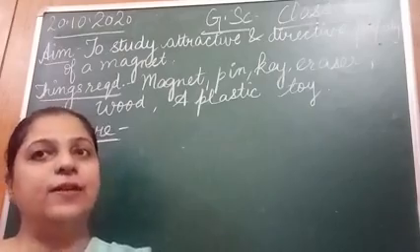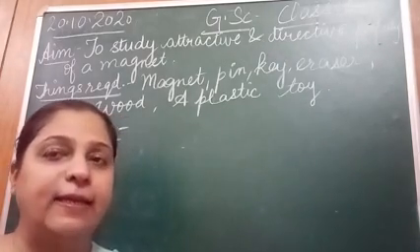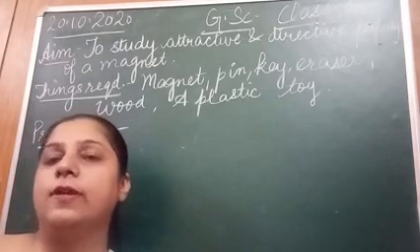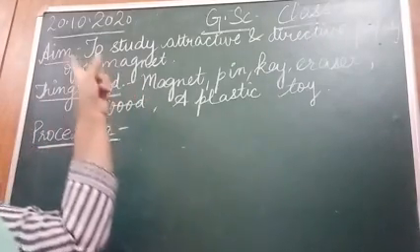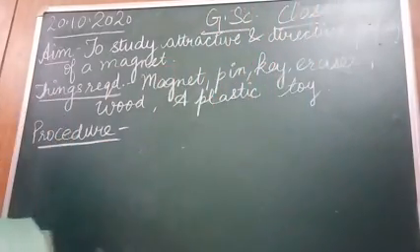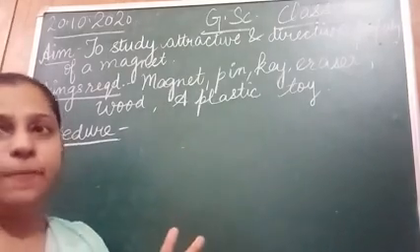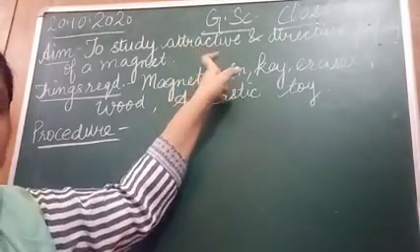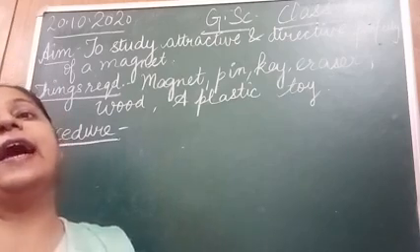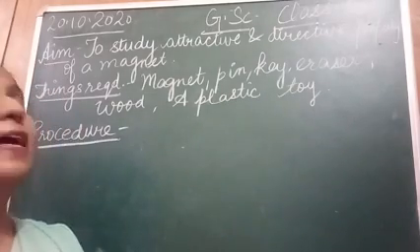Today in this tutorial we will be doing the practical. As you know, we were doing the chapter Fun with Magnets. So one practical is there related to that which you have to note down in your practical file. The aim of the practical is to study attractive and directive property of the magnet. You know, we did two major properties of the magnet, that is attractive property and directive property of the magnet, right? Today we have to show what is attractive property and what is directive property.